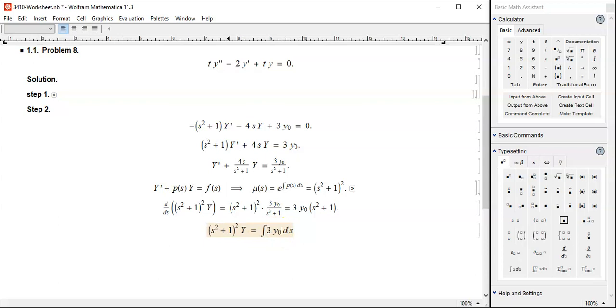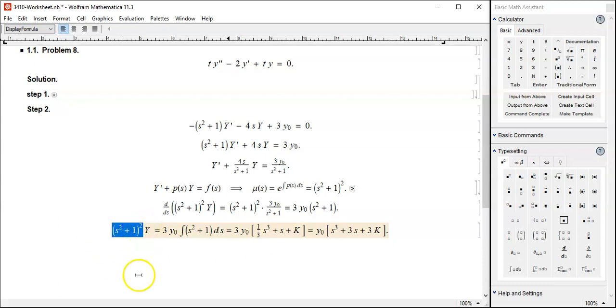Three y naught. Okay, we have it here. And let's calculate this. A constant, I can always pull outside. Let's calculate this: 3y naught times one third s cubed plus s plus some constant. Simplify a little bit further. We have y naught and then s cubed plus 3s plus 3k. Okay, that's going to be the right-hand side, fully calculated.